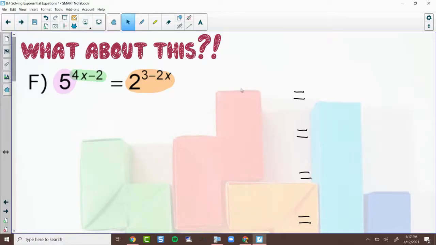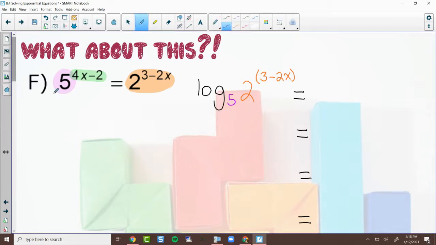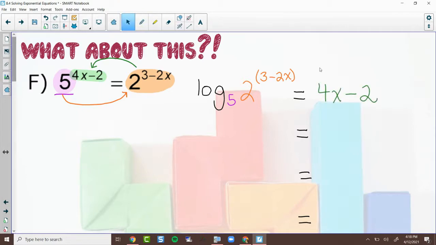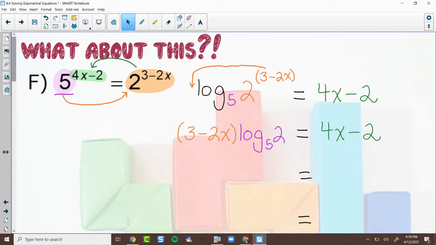I'm going to still do the same thing and rewrite and use log. So I've got log base 5 swoop to the orange. So that's my big loop. Base 5 swoop to here gets me back to my exponent, so the green equal to 4x minus 2. Anything with a power we can bring to the front and we can multiply. So I'm going to have 3 minus 2x times log base 5 of 2 still equal to 4x minus 2.